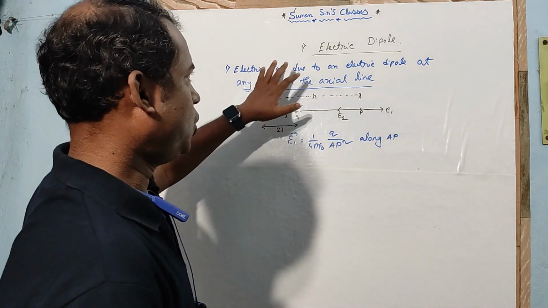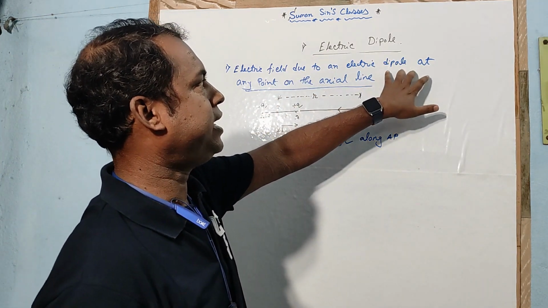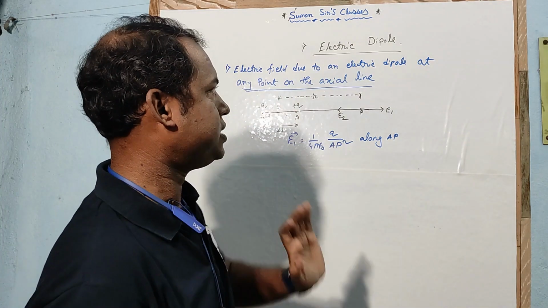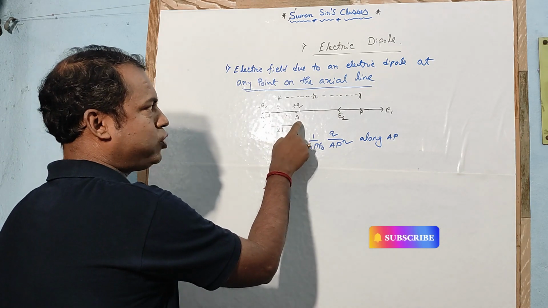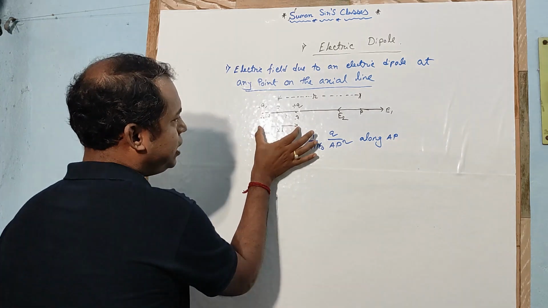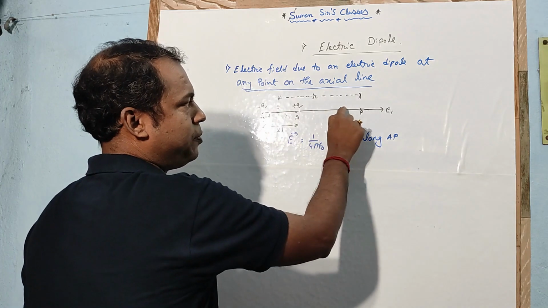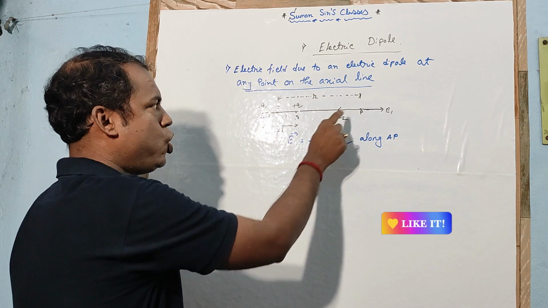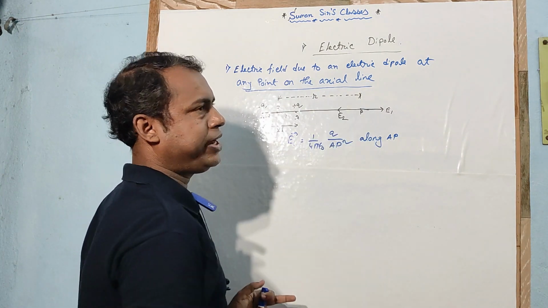So the first case: the electric field due to an electric dipole at any point on the axial line. We just want to find this. Just consider this is the electric dipole. At position A, plus Q is located, and at position B, minus Q is located. The distance between them is 2l. So this is the axis of the dipole. On the axis we consider a point P, and we want to find the electric field at the point P.